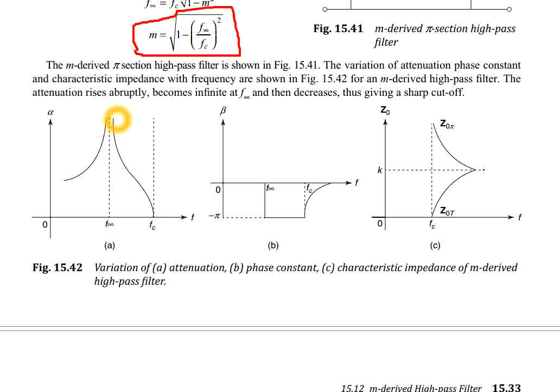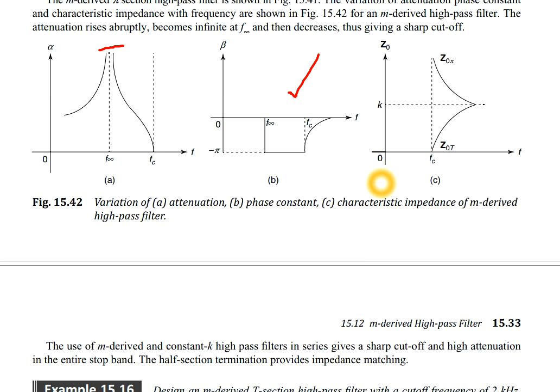So we are getting the sharp cutoff here in this region, and the phase constant variation is given like this. Till f infinity it is 0. From there to fc we are having the phase of minus 180, right? And we are having the variation of z naught, and both the variations for pi section as well as T sections are shown here, similar to all the other filters that we have discussed, right?